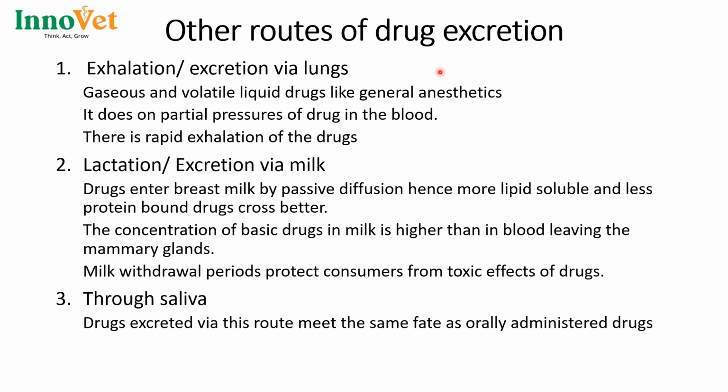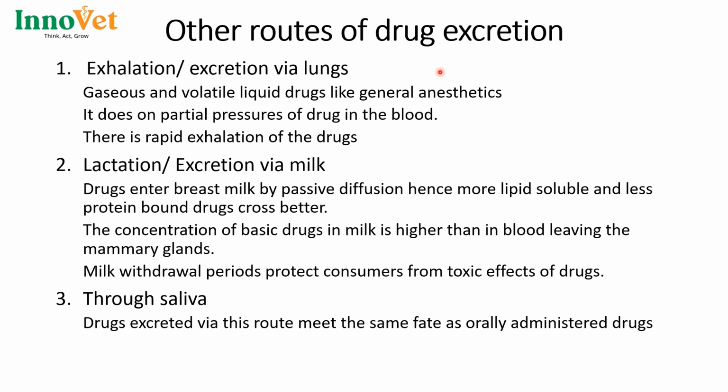Then there is excretion via milk or lactation. This is only possible in lactating animals. So these drugs enter the milk by passive diffusion, and that means that the drugs that are more lipid soluble and less protein bound have high chances of crossing into the milk better than those that are lipid insoluble and more protein bound. And then it has been found out that the concentration of basic drugs in milk is higher than in blood leaving the mammary glands.